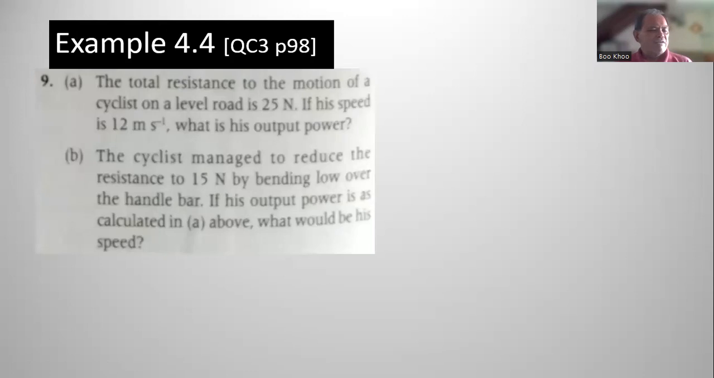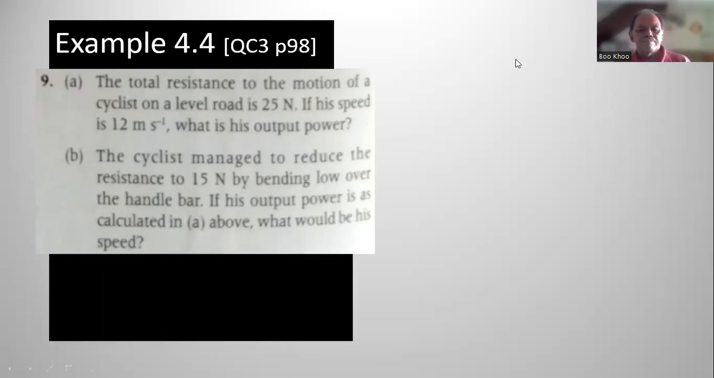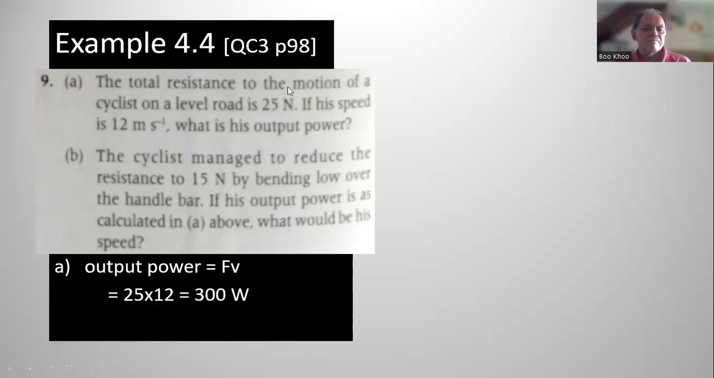Okay, let's try the next one. Have a go. Stop your video. Total resistance to motion of a cyclist on a level road is 25 Newton. If the speed is 12 meters per second, what is the output power? Right? Output power is F times v. Right? That's the force, that's the speed.